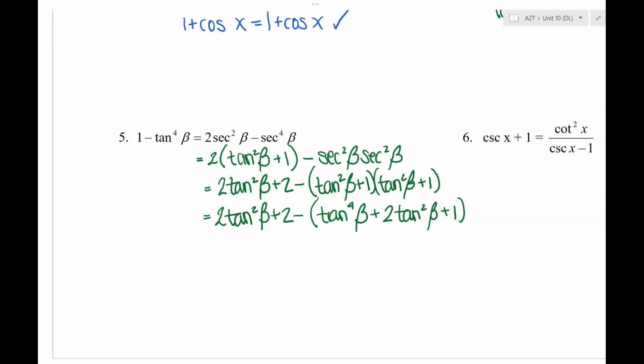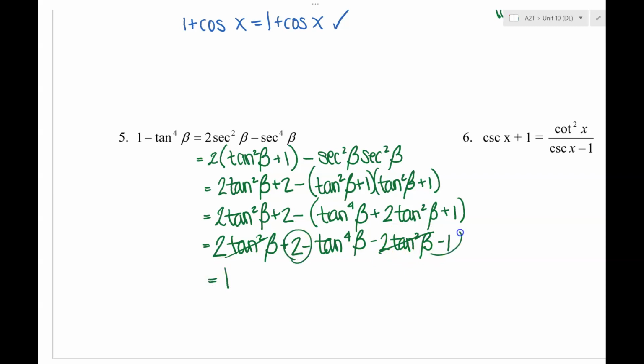Okay, I'm going to distribute the negative. So we get 2 tangent squared beta plus 2 minus tangent to the 4th beta minus 2 tangent squared beta minus 1. These cancel, which is beautiful. And then we are left with 1, because 2 minus 1 minus tangent to the 4th beta. And that's what we needed. That worked out rad. I wasn't really sure when we first started.